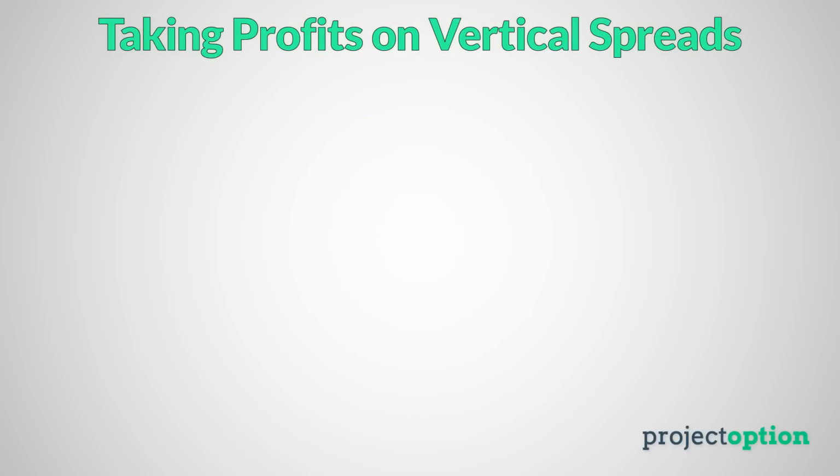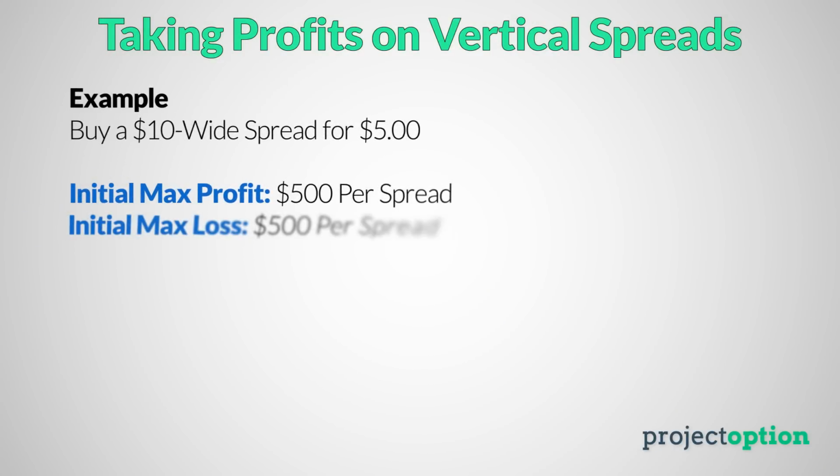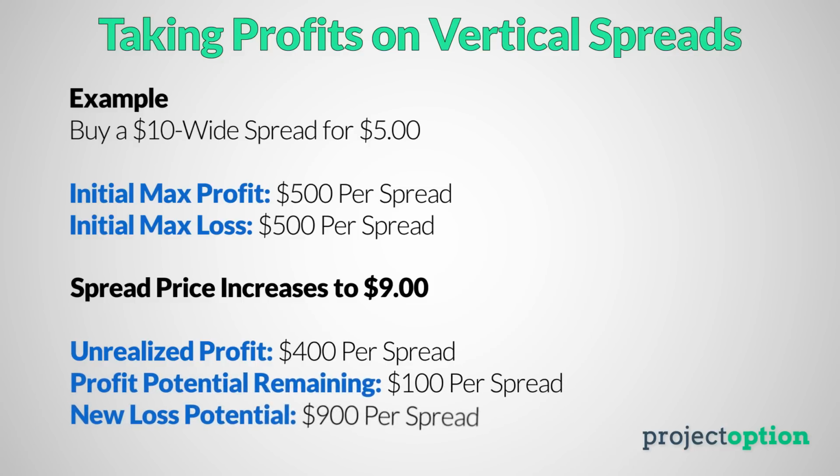For instance, if I buy a $10 wide call spread for $5, I have $500 to make and $500 to lose. If the spread's value increases to $9, I would have a $4 profit on that spread and only $1 left to make, because with the spread at $9 and its maximum potential value of $10, there's only one more dollar that spread can gain, and therefore I have $9 to lose since the spread is worth $9, and I have $1 left to gain.